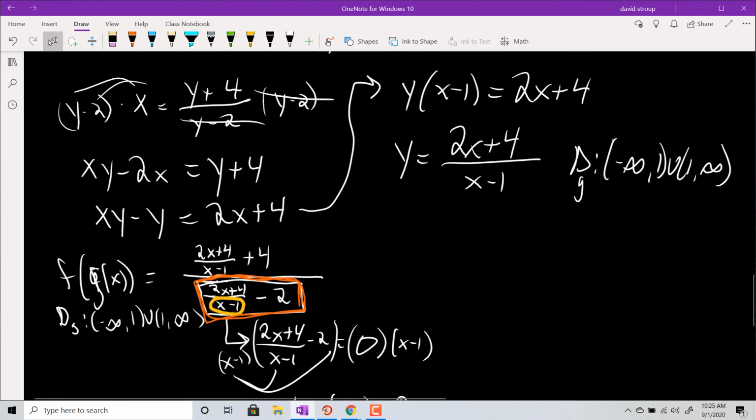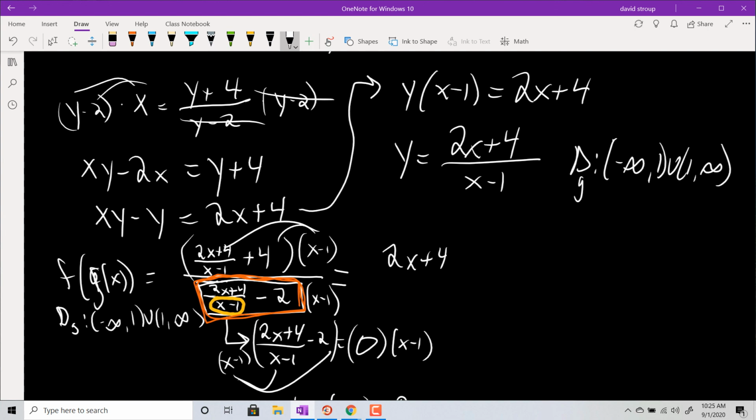So long as you get x out of it, there's not going to be any issues with proving that they are inverses. And let's go through the math on this one just so I could show you what it looks like. I'll multiply top and bottom by x minus 1 to get rid of the complex fractions. So for the first part in the numerator, you'll just end up with 2x plus 4 because the x minus 1s will cancel.